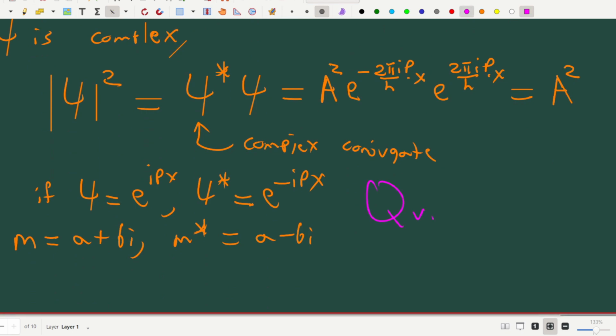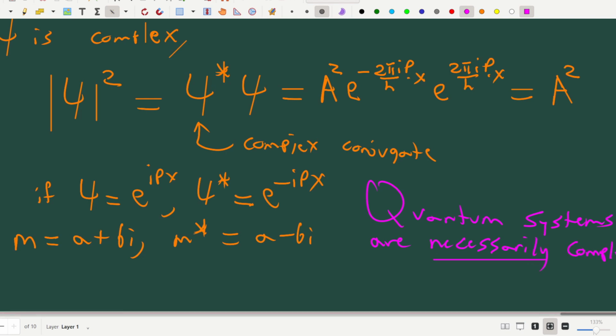Quantum mechanics, quantum particles, quantum systems are necessarily complex or imaginary. I hate the word imaginary for this reason, because imaginary implies they don't exist, but they do. You just have to use a different coordinate system than just normal space. There's some other motion going on that's moving in the complex plane. And this is just what happens with waves. Waves are complex.